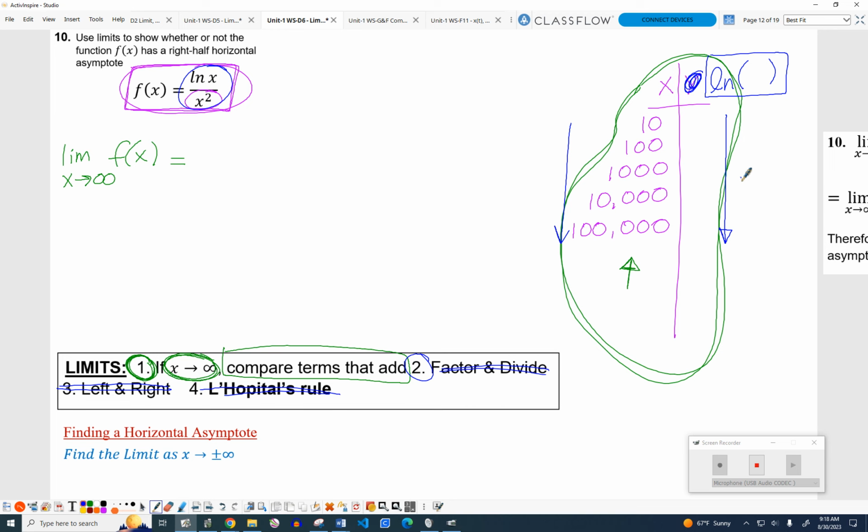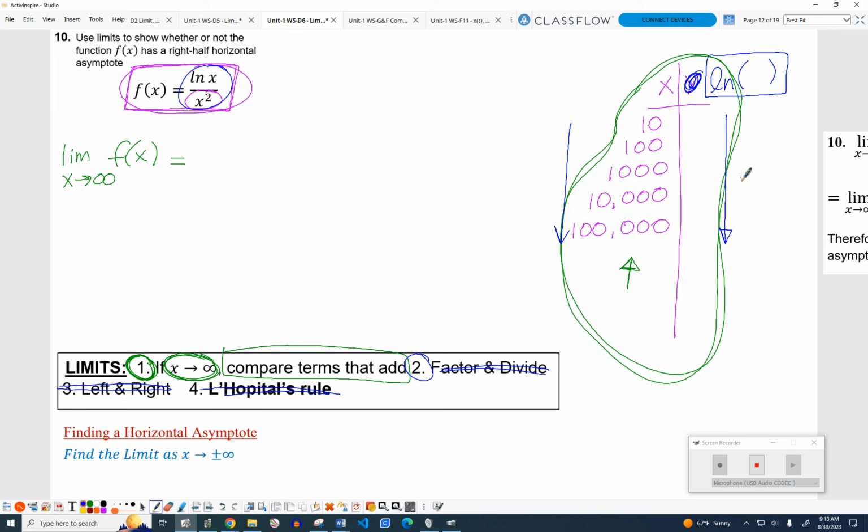The bottom is a power function. It gets bigger also, but it gets bigger faster because power functions grow faster than log functions. So all they expect you to do is make a comparison and say, how do I write this? I don't know how to write it. Don't put this on your paper. I'm just kind of thinking out loud here.